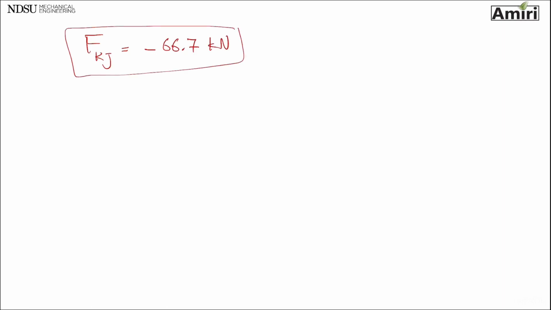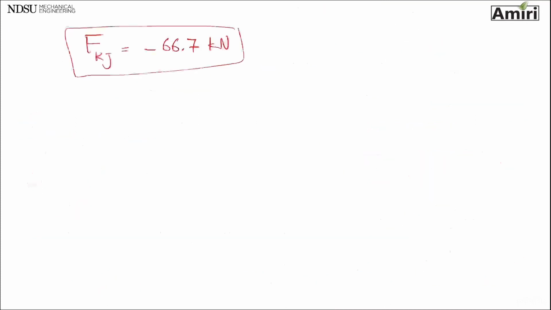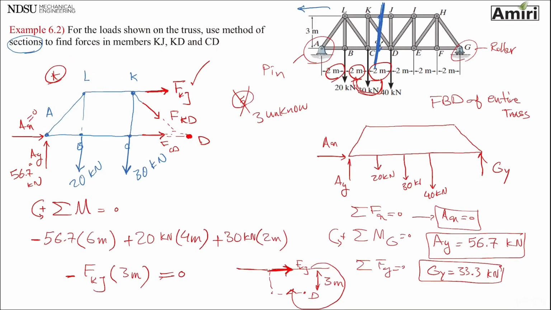Let's go back and see. I drew FKJ in which way? It's going away from the pin, so it is in tension. I drew it in tension because it was an unknown. I got a negative. Negative means it is actually a compressive force, or in compression. So I can put a C next to it to say this is compression. All right, so FKJ is taken care of.